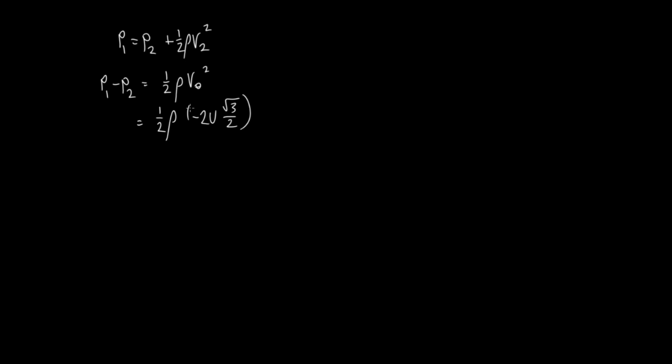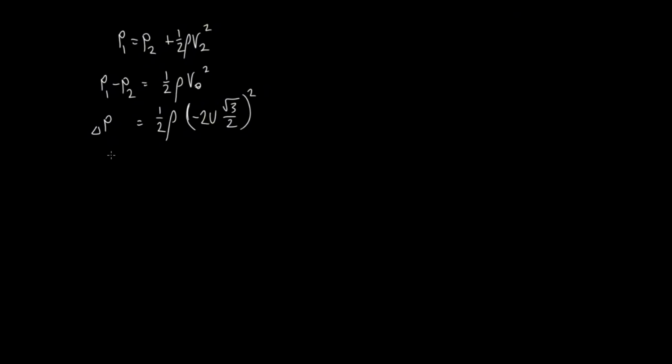So if we remember, we have P1 is equal to P2 plus 1/2 rho V2 squared, and we have the V theta expression. So what we can do is P1 minus P2 is equal to 1/2 rho V theta squared, because remember V2 is equal to V theta. And we'll go again one step further. We'll plug in V theta. We have 1/2 rho times negative 2u root 3 over 2 quantity squared. And this is actually delta P, as we saw in the original problem statement.